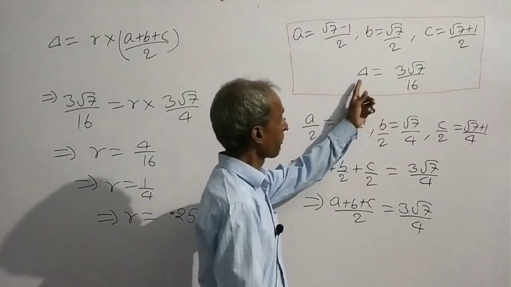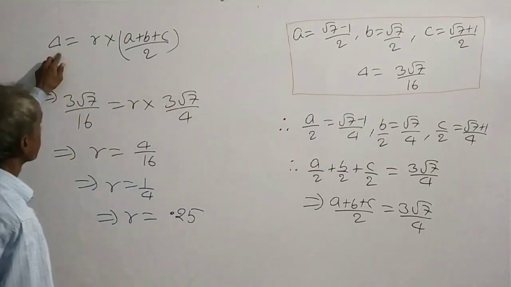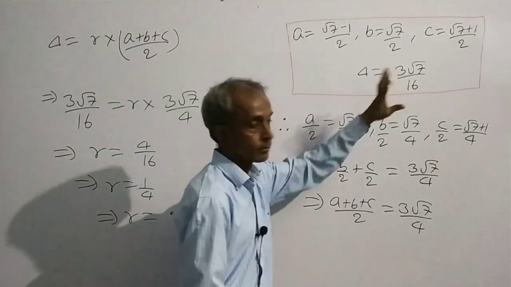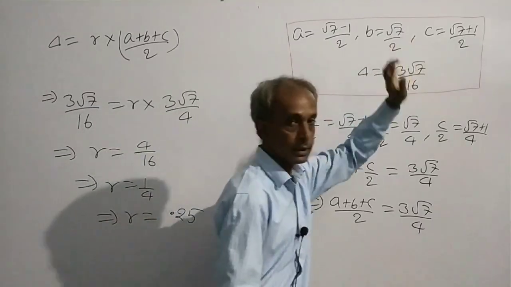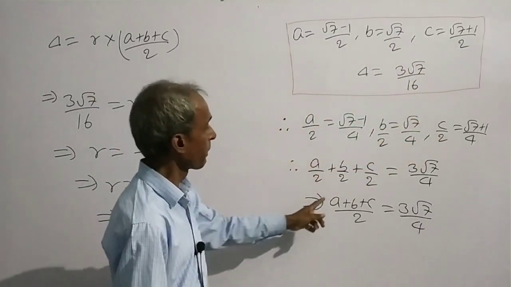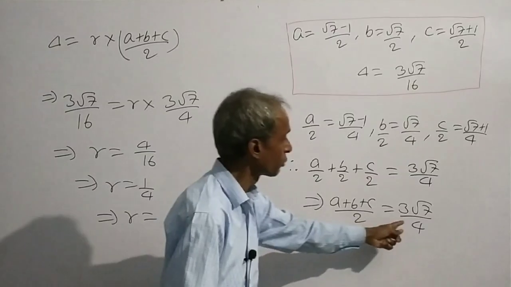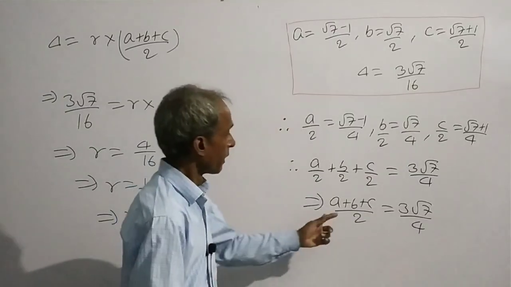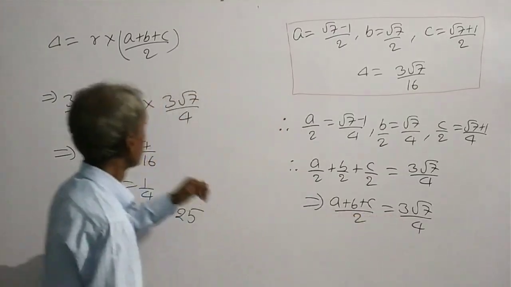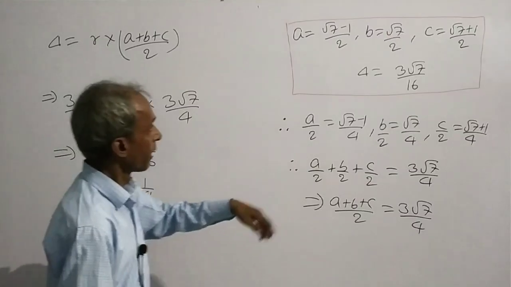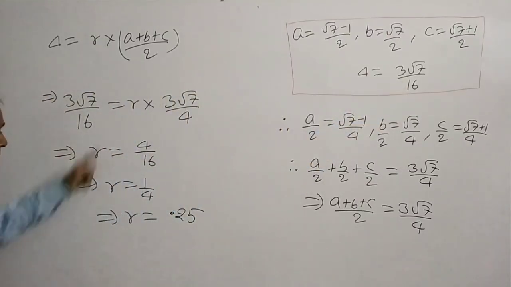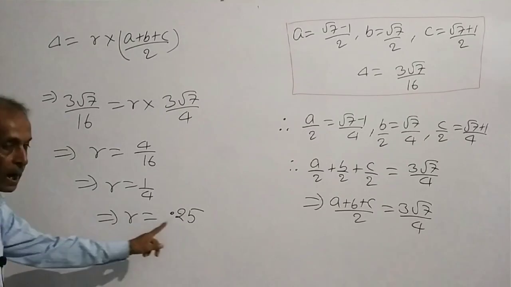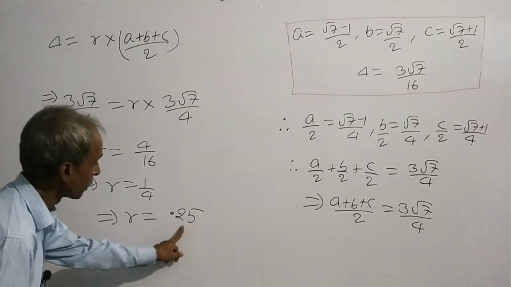We already have found the value of this delta and the values of a, b and c. Therefore, we find (a plus b plus c) by 2. Writing this value here and this value here, we get the value of r is equal to 0.25.